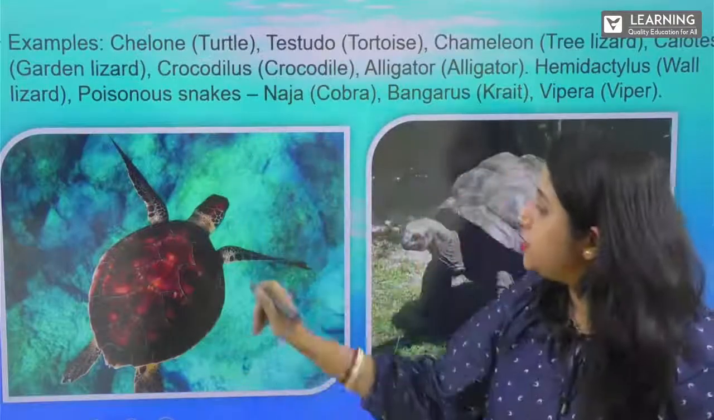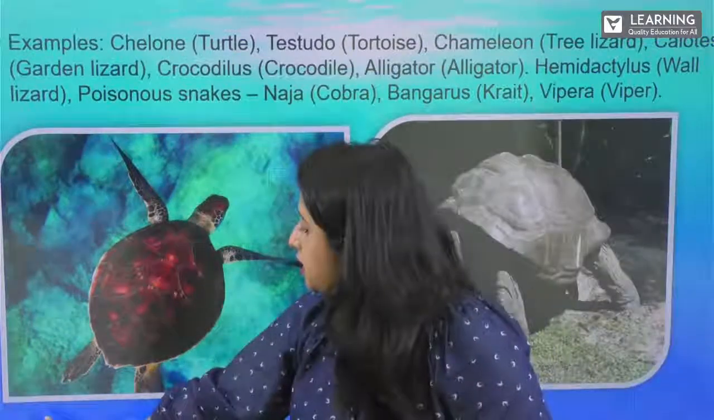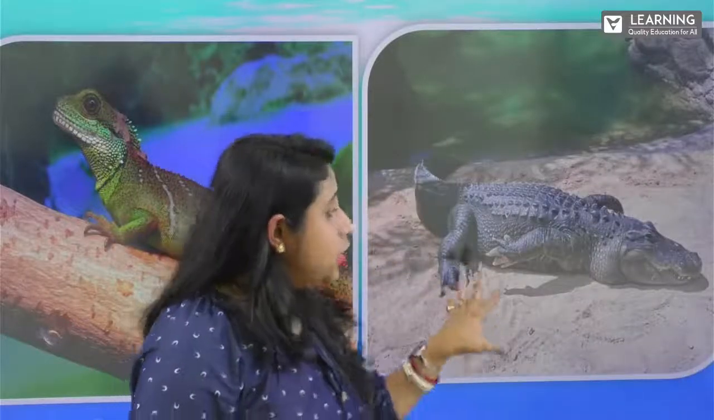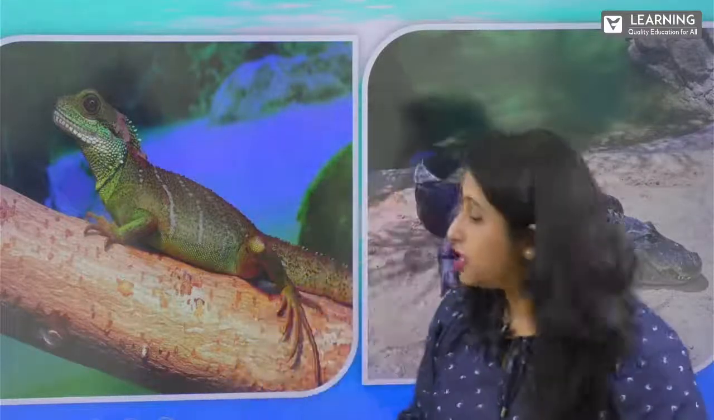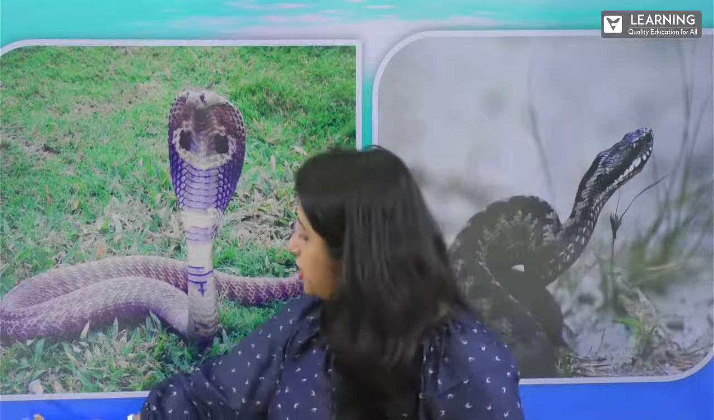And examples, you can see this is your turtle, then tortoise, right? Next, this is your tree lizard, and this one is your crocodile, right? These are all examples of reptiles. This is your cobra, okay? This is another snake. So this is an example of your reptiles.